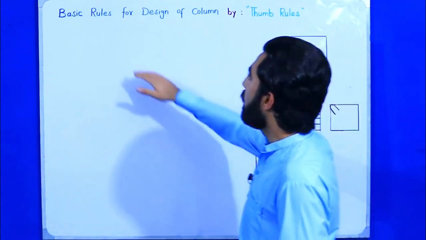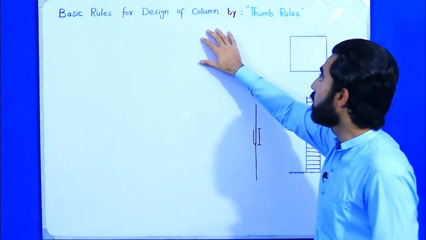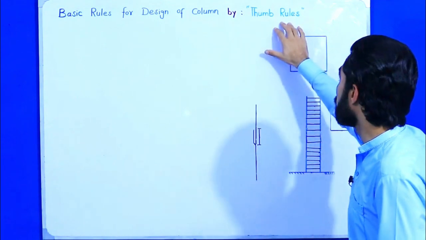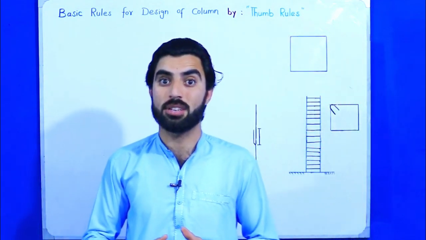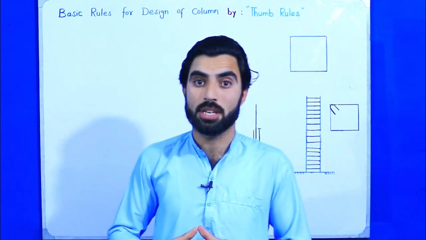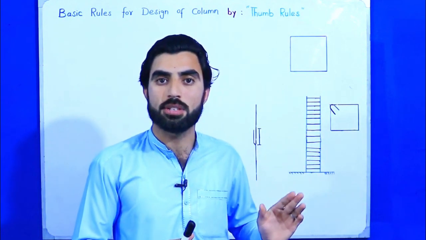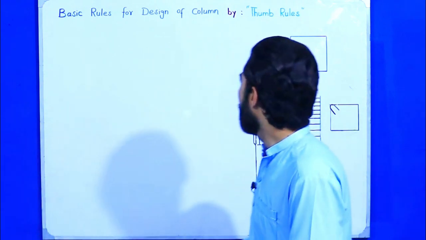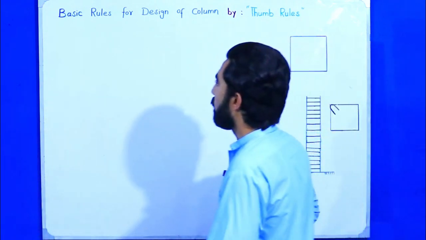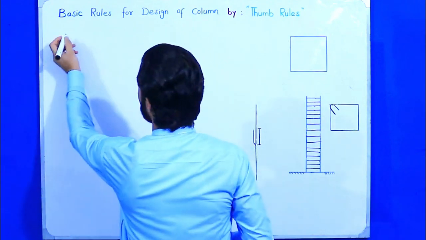The topic is basic rules for design of RCC column by thumb rules. Thumb rules are also called the blind method, because this is not a specific design, but a thumb rule. It means that this is an old method of construction. So let's start. First of all, I will tell you about RCC column.